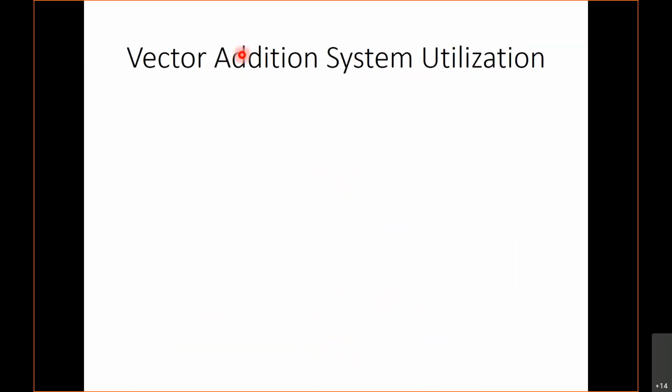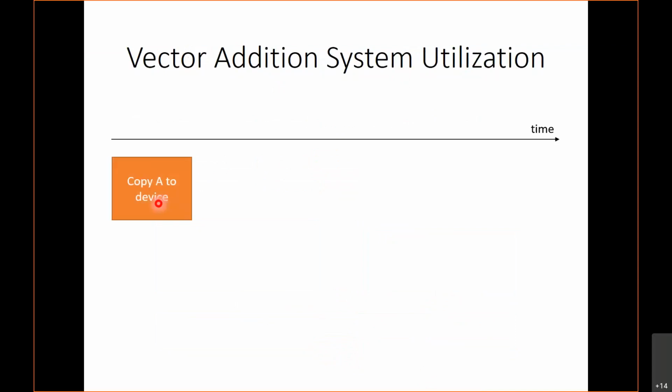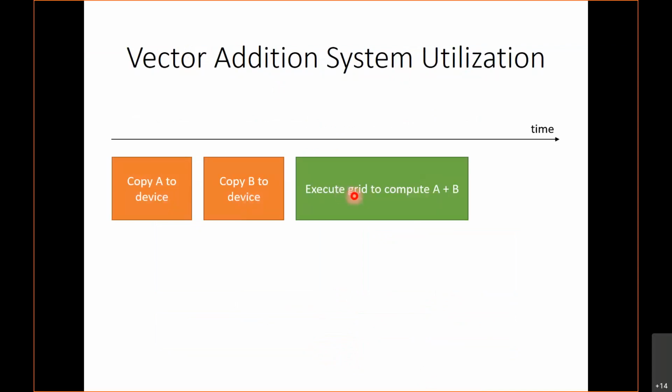So when we were doing a vector addition previously, what we've been doing is copying A to the device, and then copying B to the device, and then executing a grid to compute A plus B and store the result in C, and then copying C from the device. Okay, so here horizontal represents time.